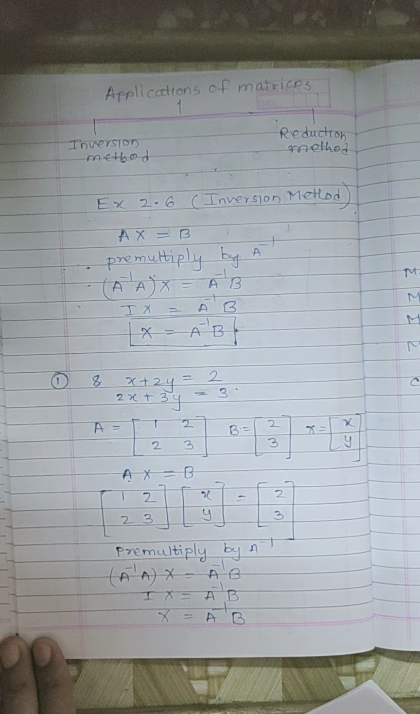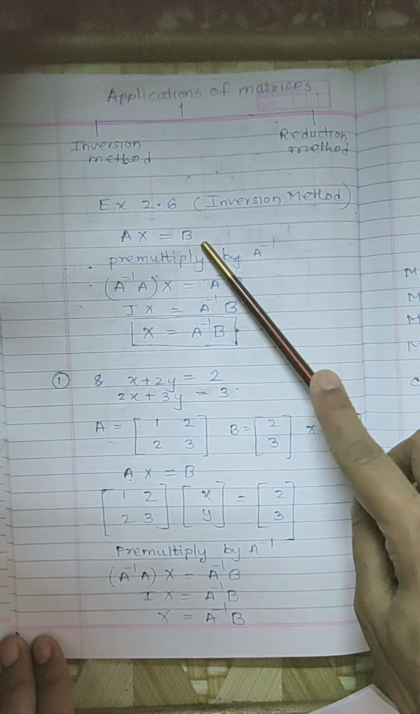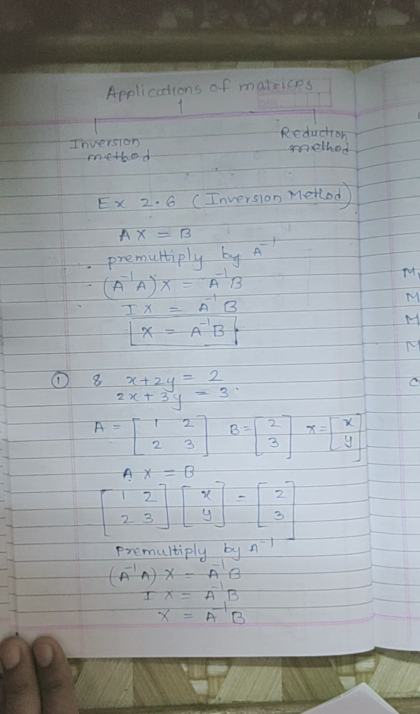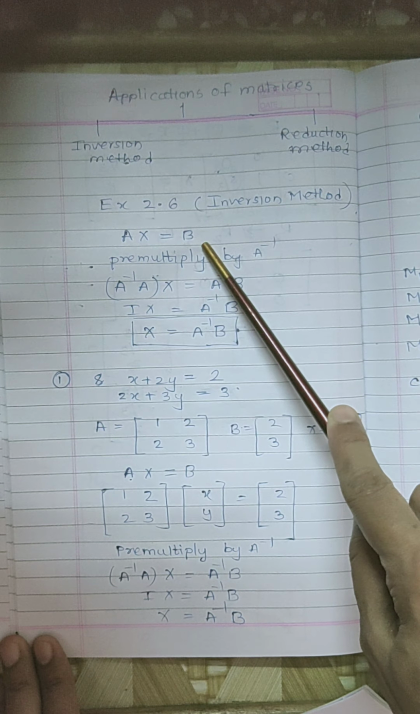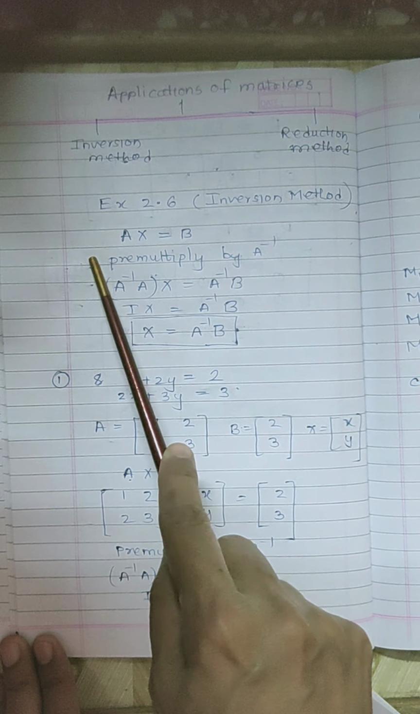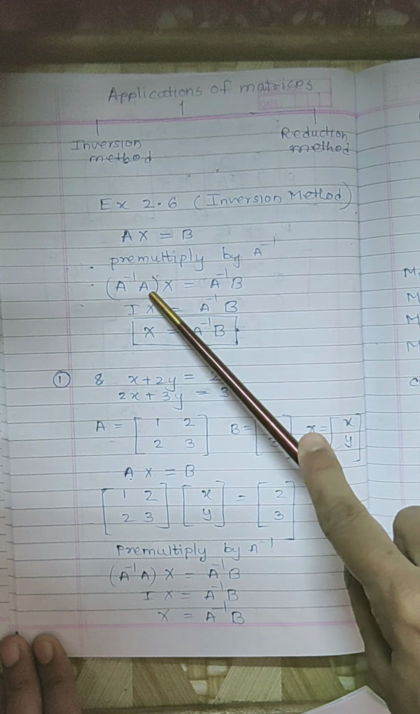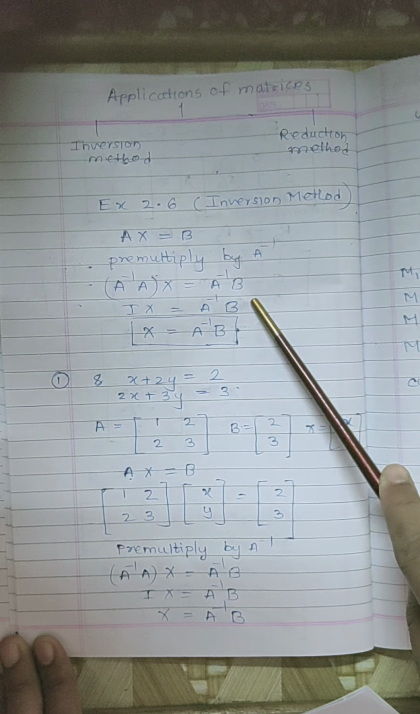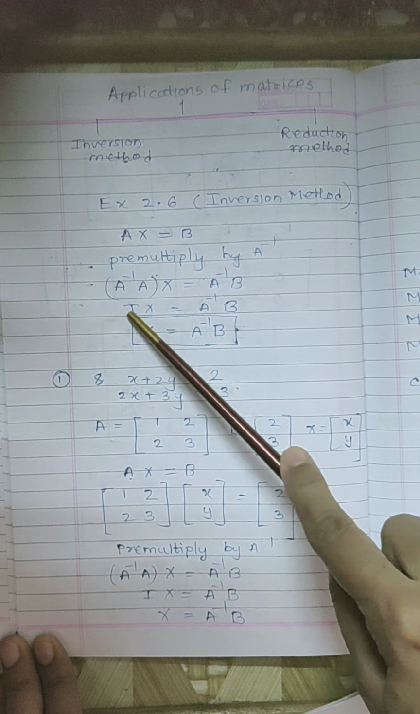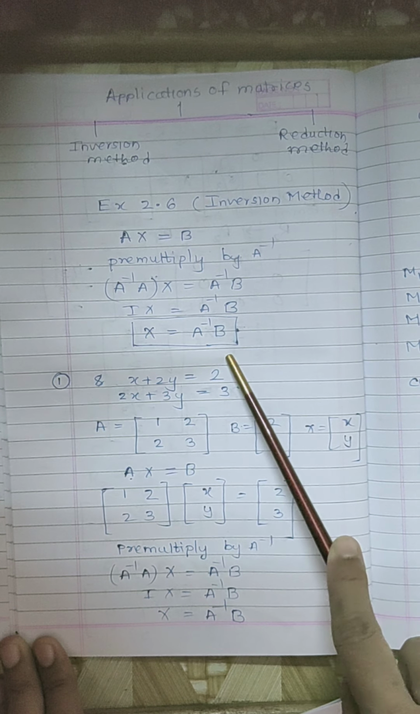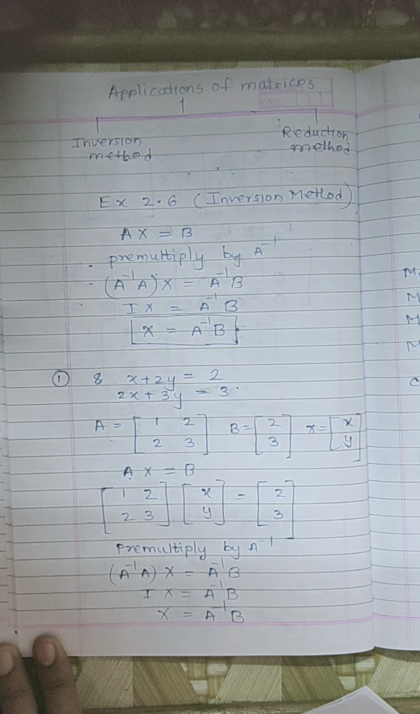Now see how the inversion method works. AX is equal to B, meaning using the equations we will write the matrices A and B. In this form, write AX is equal to B, pre-multiplying by the inverse, that is, you have to multiply by A inverse on the left. So A inverse A into X is equal to A inverse B. A inverse A is I, so IX is equal to A inverse B, and X is equal to A inverse B. This is the formula for the inversion method.